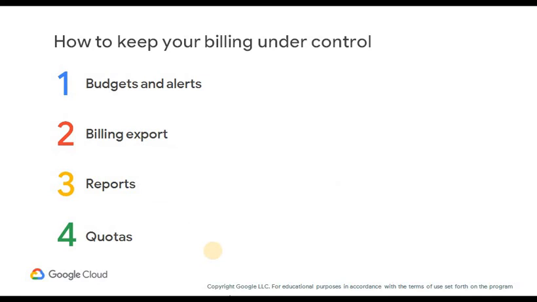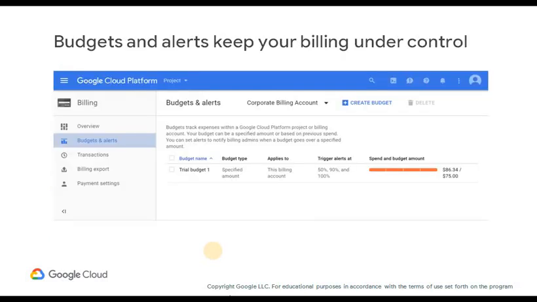You are probably thinking, how can I make sure I do not accidentally run up a big Google Cloud bill? Google Cloud provides four tools to help. First is budgets and alerts, second is billing export, third is reports, and fourth is quotas. We will discuss each of these in more detail next.